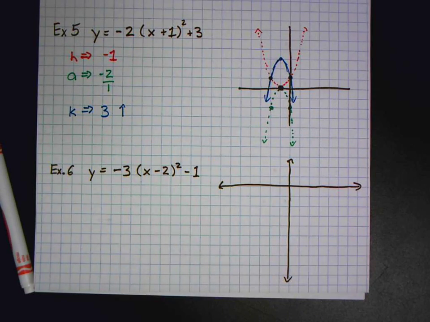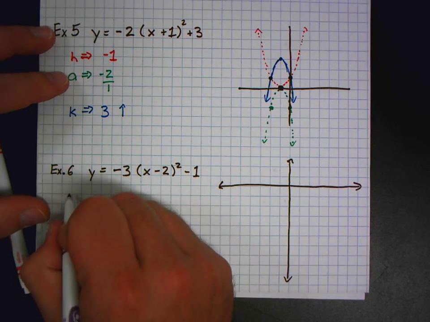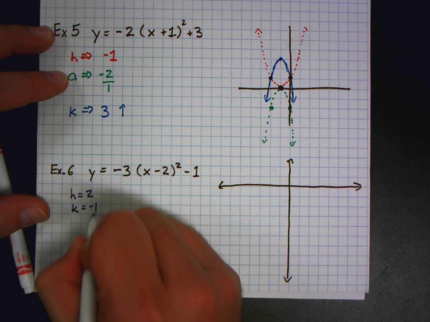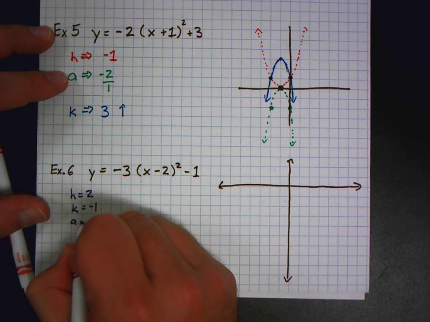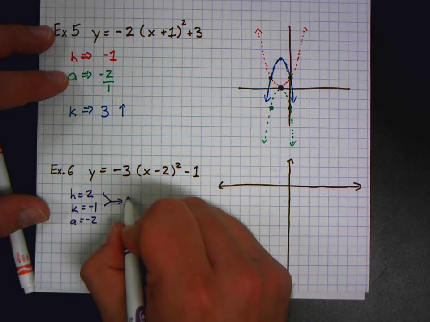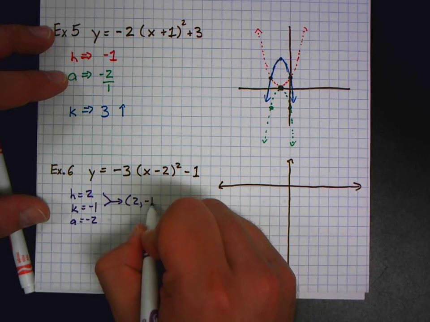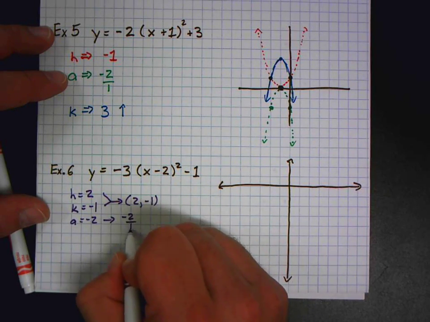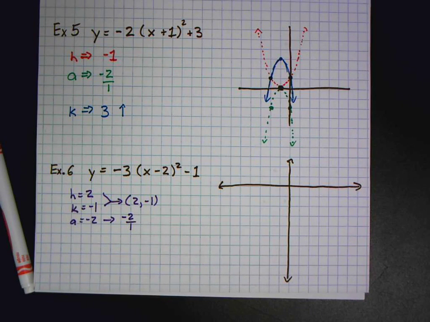Okay, so my h is 2, my k is -1, my a is -3. So these two things tell me that my vertex is going to be at 2, -1. This tells me that my slope is going to be... oh, -3, I'm sorry.